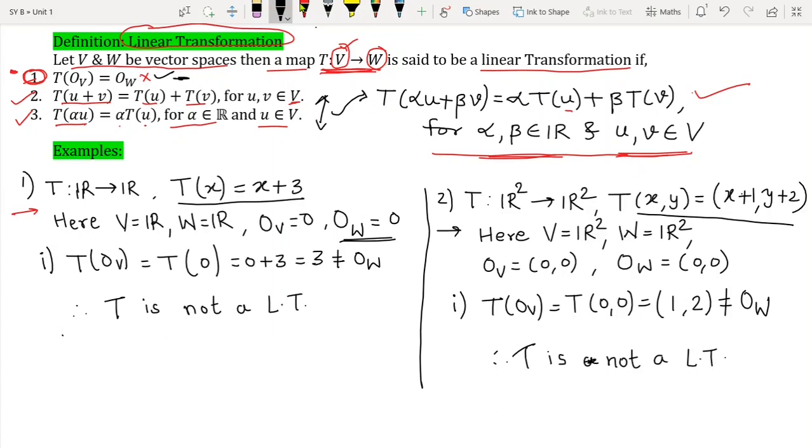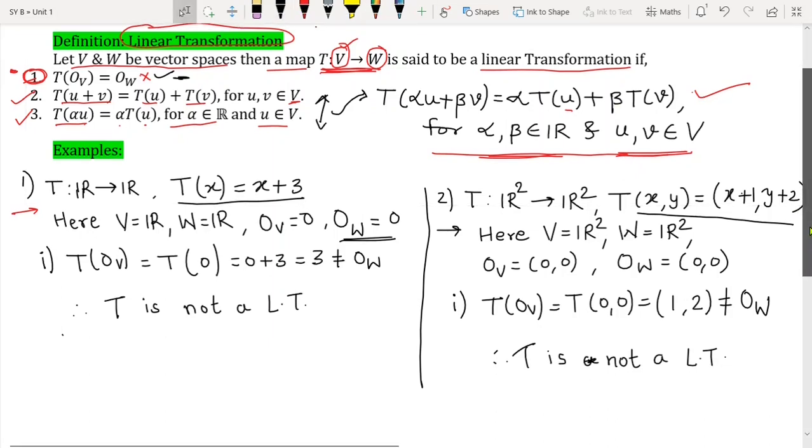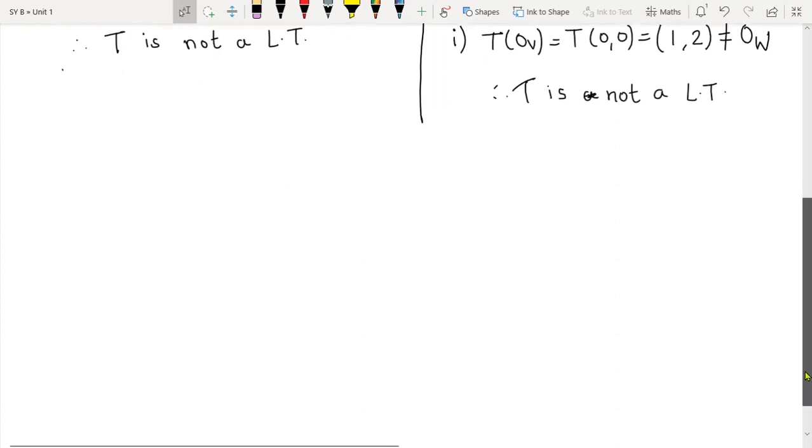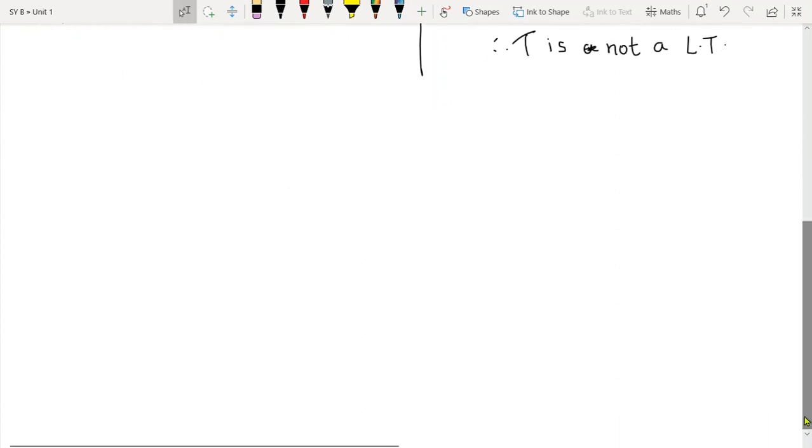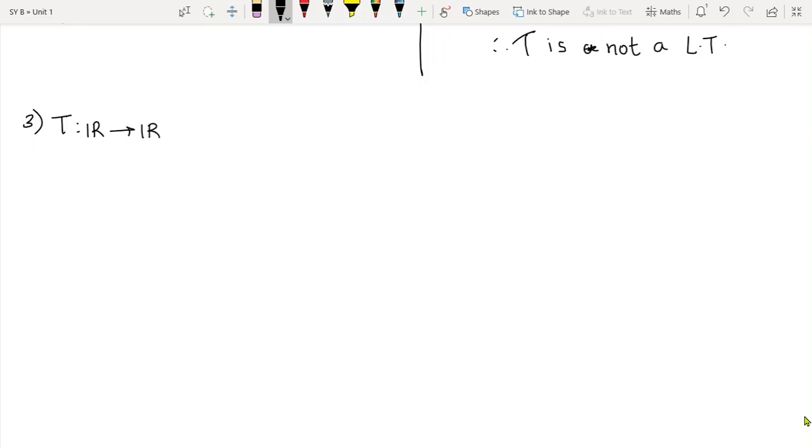Okay, now we will go for some more examples. The third one, suppose my function is from, again I will take it from R to R, defined by T of x is equal to x square. Now over here our V is R and our W is also R. Our zeros are 0 of V is the usual 0 and 0 of W is also the usual 0.